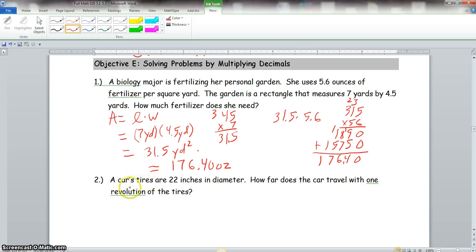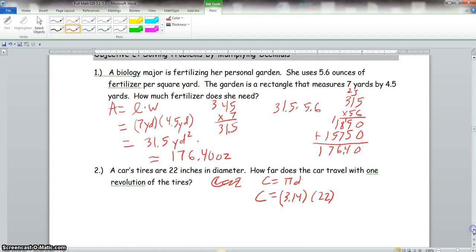Now we look at problem 2. A car's tires are 22 inches in diameter. How far does the car travel with one revolution of the tire? One revolution means that it goes completely around, so basically we're finding the circumference. We should use pi times the diameter, because remember we're given the diameter. Even though it doesn't tell us to use 3.14 for pi, when it doesn't state that, typically we will use the approximation 3.14. So we have 3.14 for pi, and our diameter is 22.